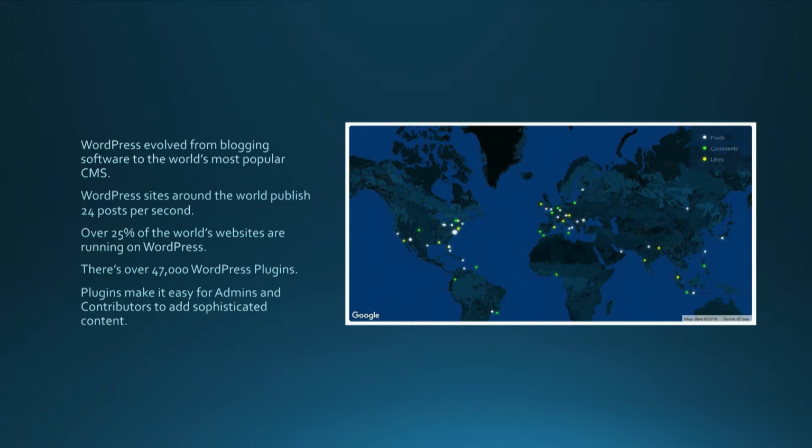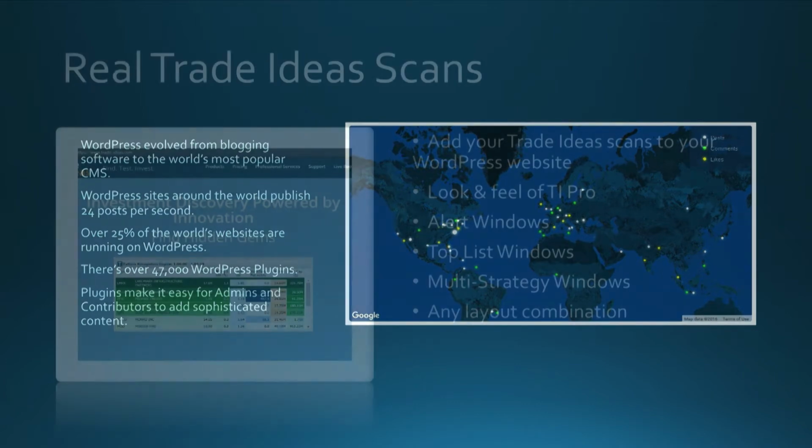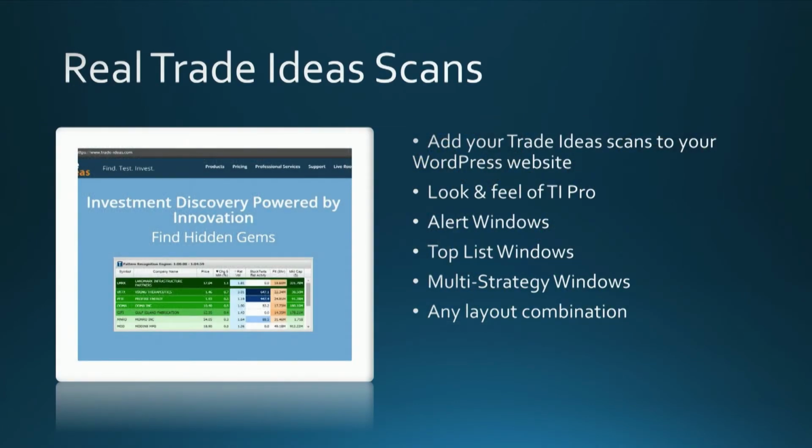There are almost 50,000 WordPress plugins out there in their database, probably some more that just aren't in their environment. And it makes it easy for people to update and add functionality without getting knee-deep into the code. So what our new plugin lets you do is get real Trade Ideas scans right into your web page. It's got the look and feel of Trade Ideas Pro.